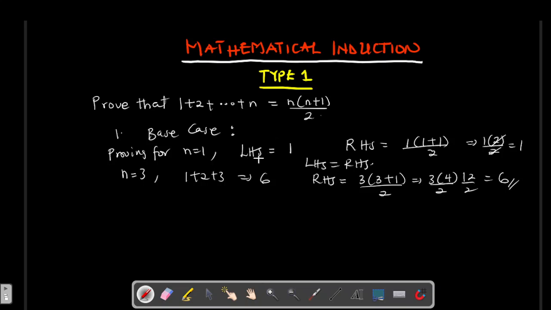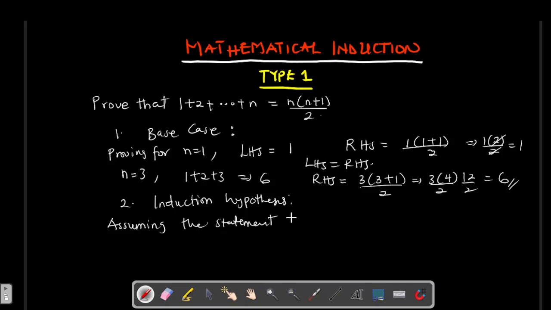Now, here comes mathematical induction's second step. Number 2 is what we call the induction hypothesis. In the induction hypothesis, we assume that our statement is true for n equals k, which is an unknown number. So the second step is an assumption, right? So assuming the statement is true for n is equal to k, right?